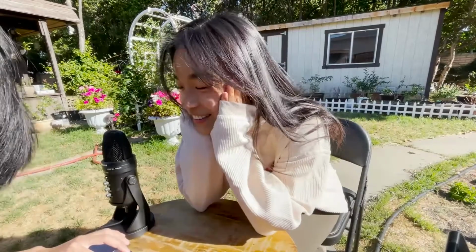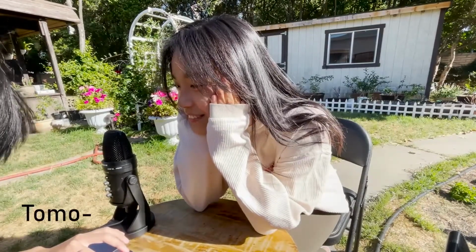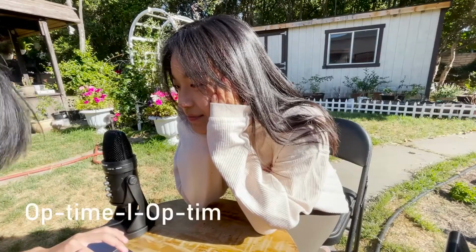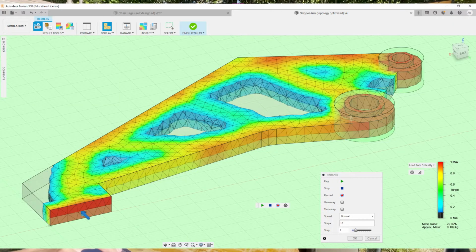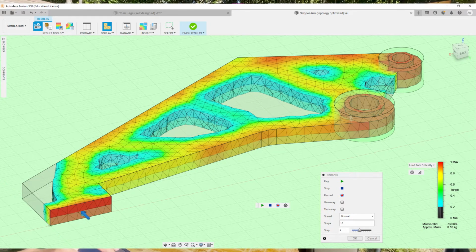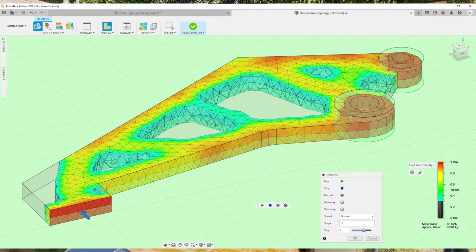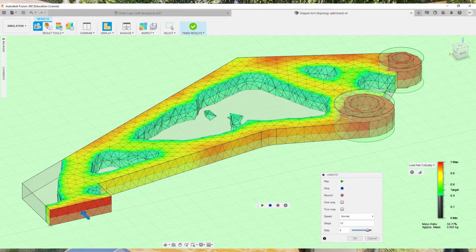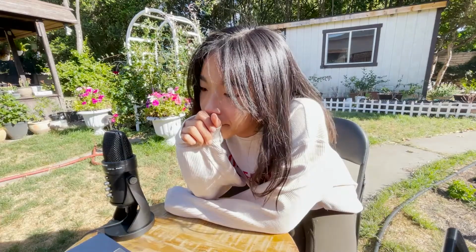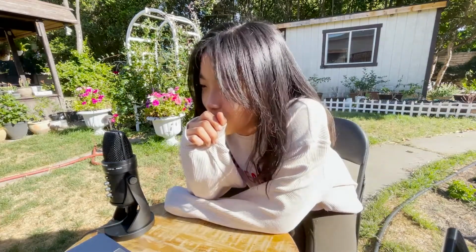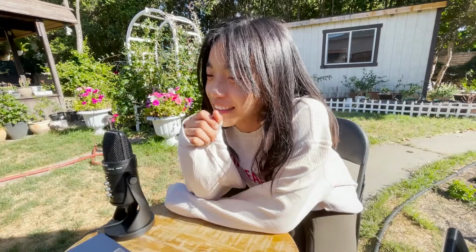If you look at this topology, so if you look at what topology optimization did, it removed the material with the dark blue, and it kept the material at the red. So this part is still strong enough to withstand the force, but it's a lot lighter. That's what topology optimization is.